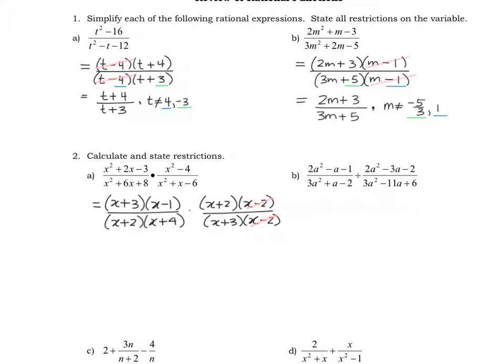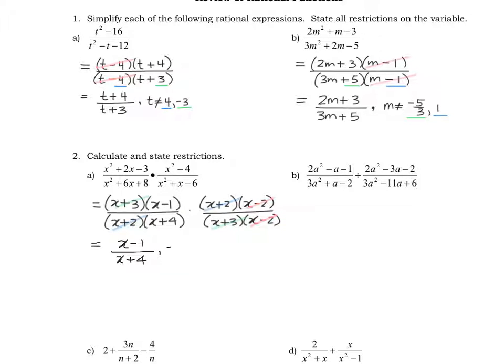I see this x minus 2 here and here, so that's gone. And I can also cancel across this multiplication operation. So that means that I can cancel this x plus 2 with that x plus 2. And then I can also cancel x plus 3 with this x plus 3. So that means that my final answer, most simplified form, is going to be x plus 1 over x plus 4. And now the only thing that's left is for me to state my restrictions.